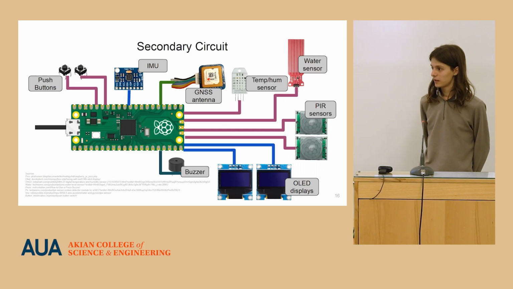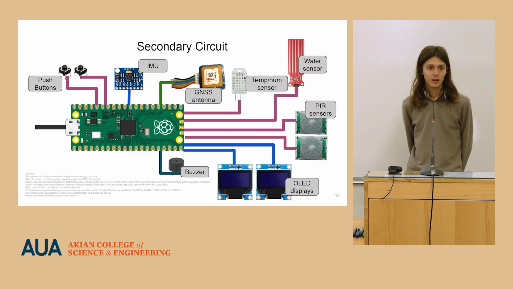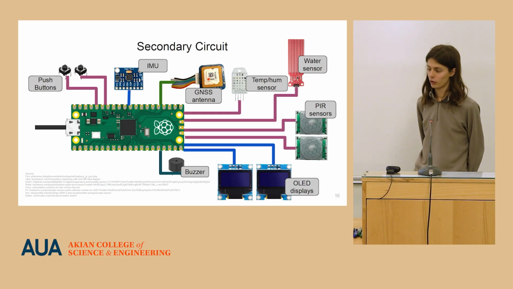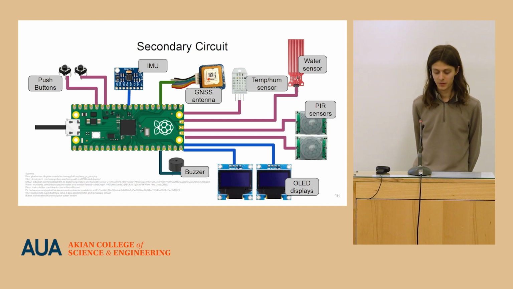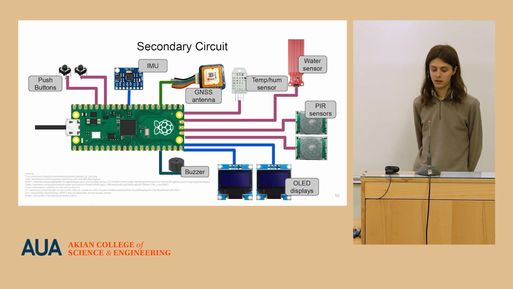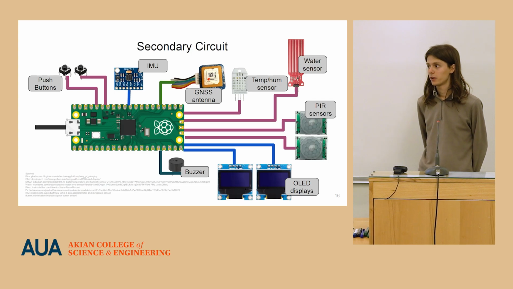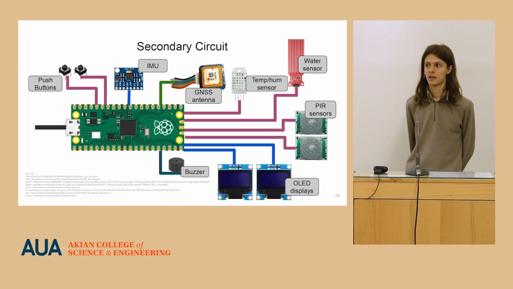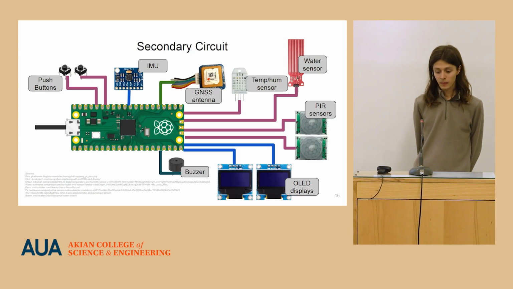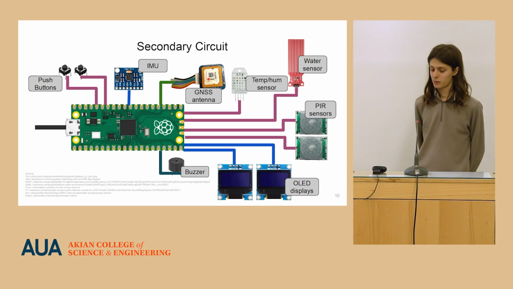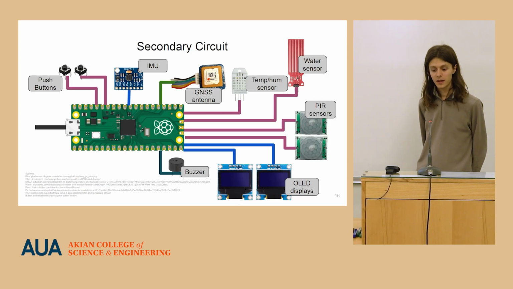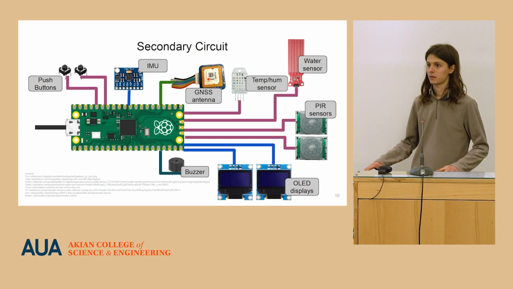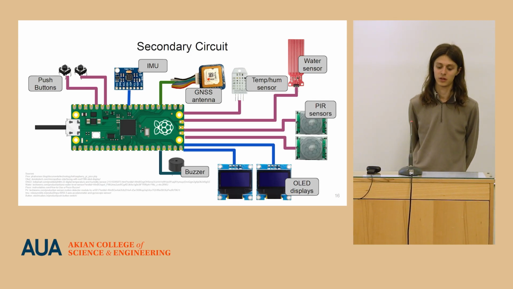So the secondary circuit, it is controlled by the Raspberry Pi Pico. It has the smaller input-output devices. So those are push buttons and OLEDs for also debugging this system. It has a buzzer. It has an IMU and a GPS antenna for monitoring its position and its state so that it can detect if it is falling or if it is misaligned. It has the weather sensors, mainly a temperature and humidity sensor, and also a water sensor. It also has passive infrared devices to see whether there are pedestrians on the crosswalk in addition to the camera.